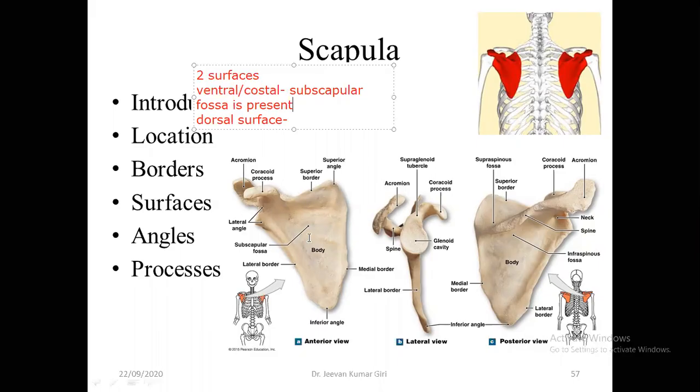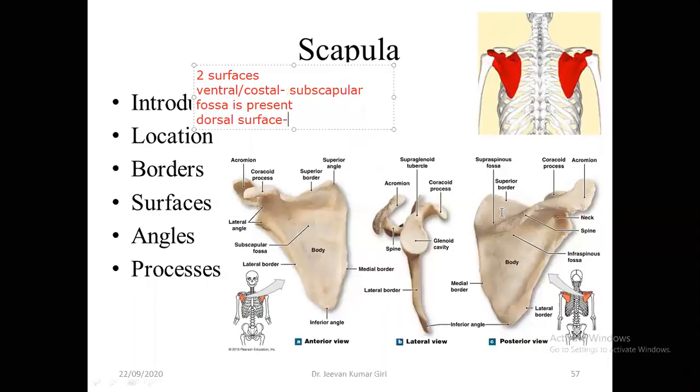The whole surface is the costal surface or ventral surface, so it is related with the ribs. You will find the depression in the costal surface. This area is the depression, that is the subscapular fossa. Now next is the dorsal surface. This dorsal surface faces backward. So this whole surface is the dorsal surface.